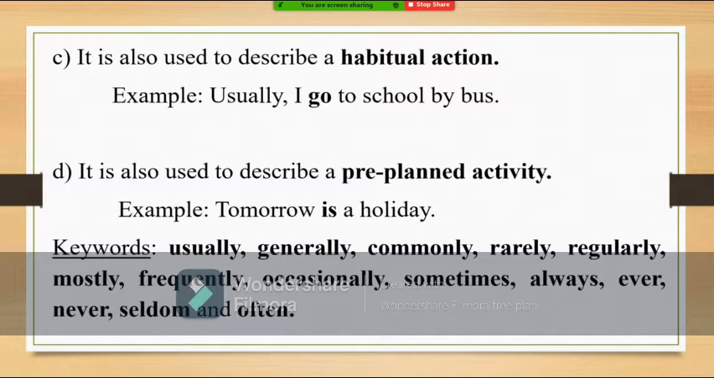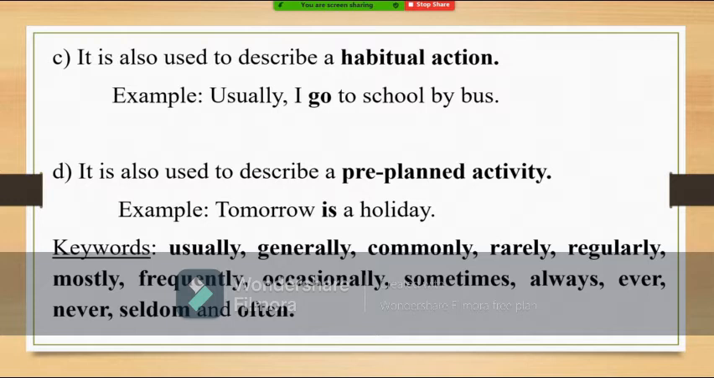And for the pre-planned activity also, the fourth point, we can use simple present tense. For example, the school authorities or the management of the school has decided to announce tomorrow as a holiday, then it can be said it is already decided by the management of the school. So tomorrow is a holiday. They can say tomorrow will be a holiday means there is some sort of suspicion or doubt in it. But tomorrow is a holiday means it is already decided. So it is certain. So for a pre-planned activity, we can use simple present tense.